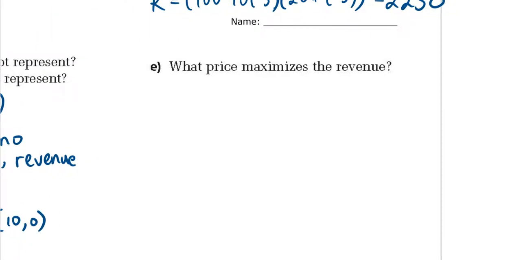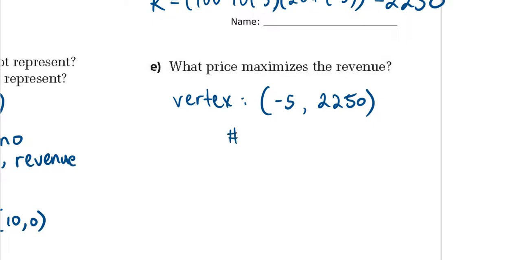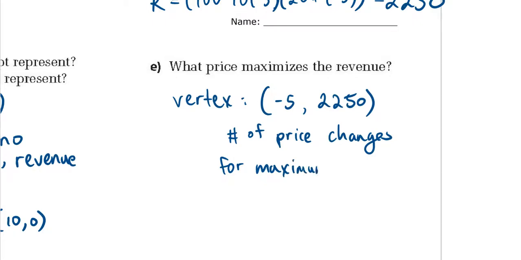So what price will maximize the revenue? Well, if we had only charged $20, we'd only get $2,000 of revenue. If you look at the vertex gives us an indication of what the maximum revenue will be. So the maximum revenue is $2,250. You can earn $250 more than we would expect if we reduce the price 5 times. So minus 5 means the number of price changes for the maximum revenue. So minus 5. So we're going to reduce it 5 times.